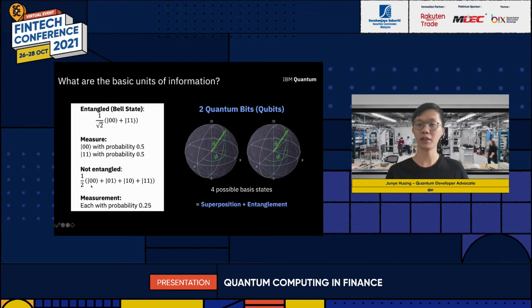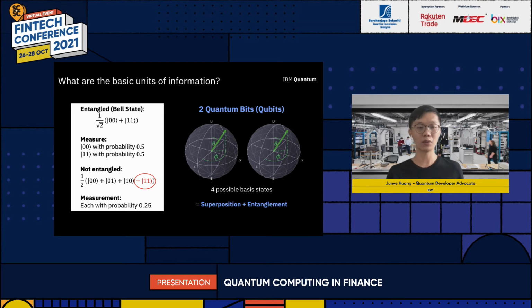And of course, the quantum state is general, so it can also be non-entangled like this. In this example, you measure all these 4 different outcomes with 25% chance. So this is the non-entangled state, and this is the entangled state. So here is to tell you about entanglement, the second principle or weirdness of quantum computers compared to classical computers.